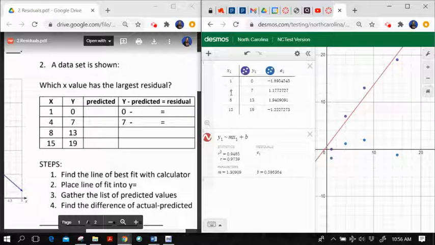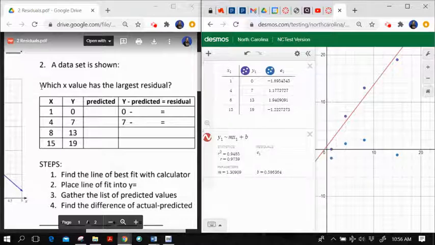The residual when x equals 4 is positive 1.177. When it's 8, it's 1.94. And when it's 15, it's negative 1.22, okay? So my job is to select the largest residual. So here's where some students get tripped up. It does not matter if the residual is positive or negative. I am simply choosing the largest number. That largest number here is the 1.94.